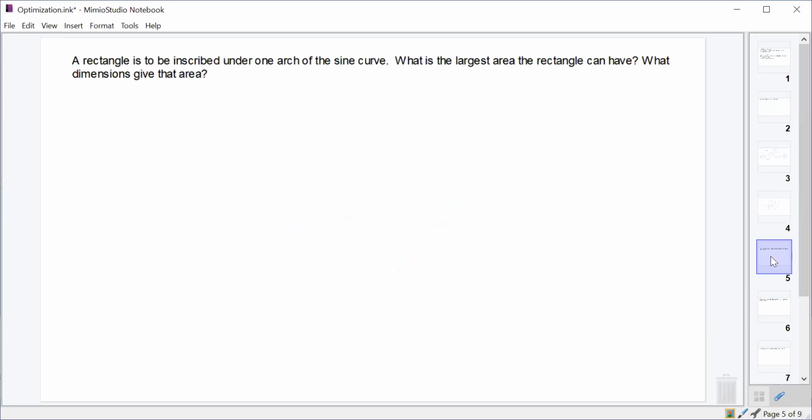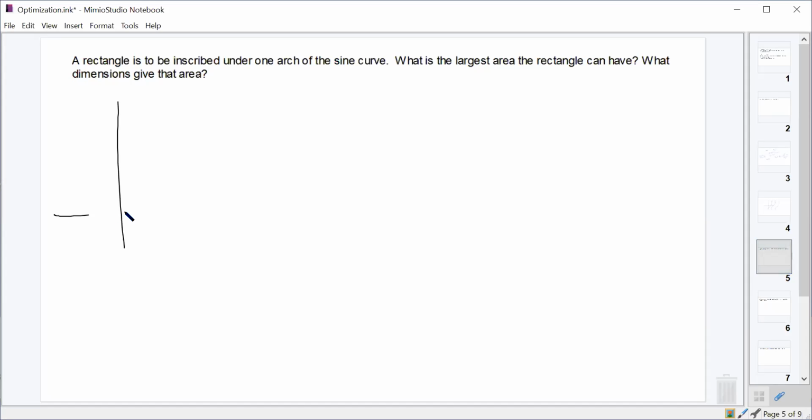We're going to take one arch of the sine curve, and we're going to inscribe a rectangle underneath it and find the largest area of that rectangle and what dimensions give us that area. So the first thing we need to know before we even start thinking about this is, what does it mean to inscribe something under a curve? So I'm going to draw exactly what this means.